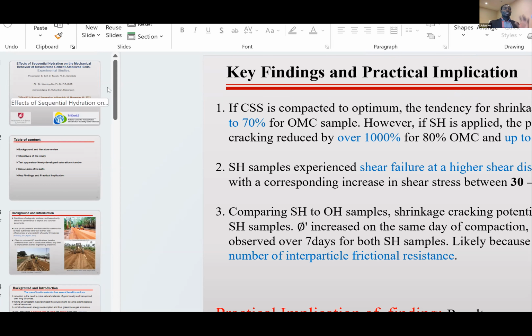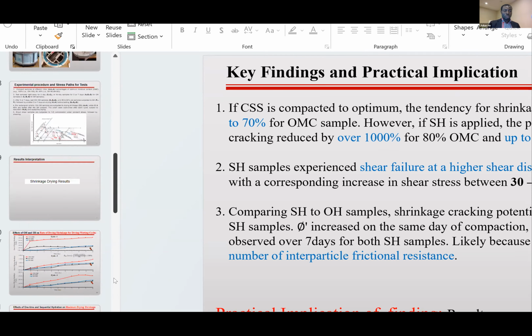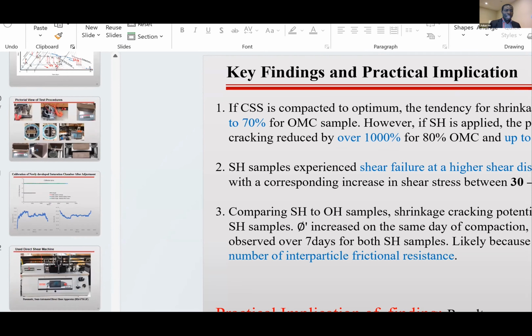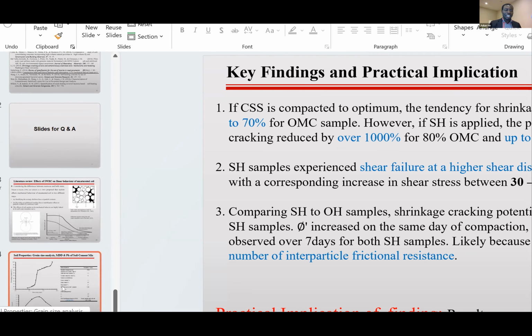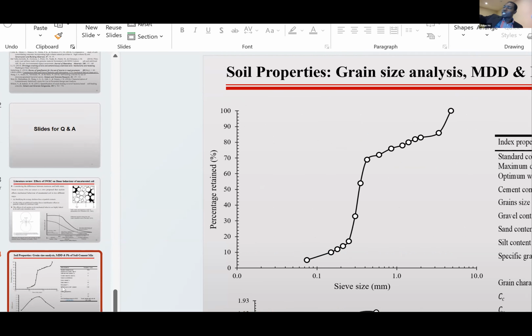So let me start with the soil that I'm studying here. It's not a clay sample though. It's a poorly graded sand. Before I go directly to your question, I have the particle size distribution here. Based on the Cc value and the particle size, we classify it to be poorly graded sand. That's what we are dealing with.